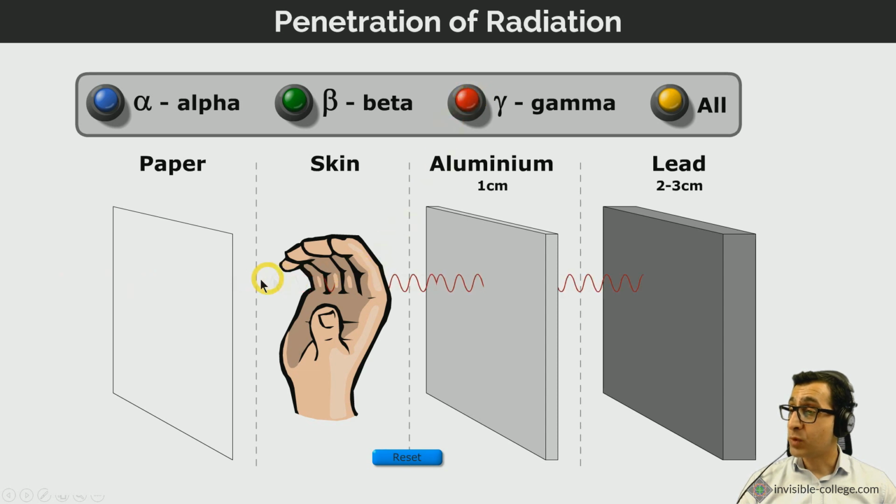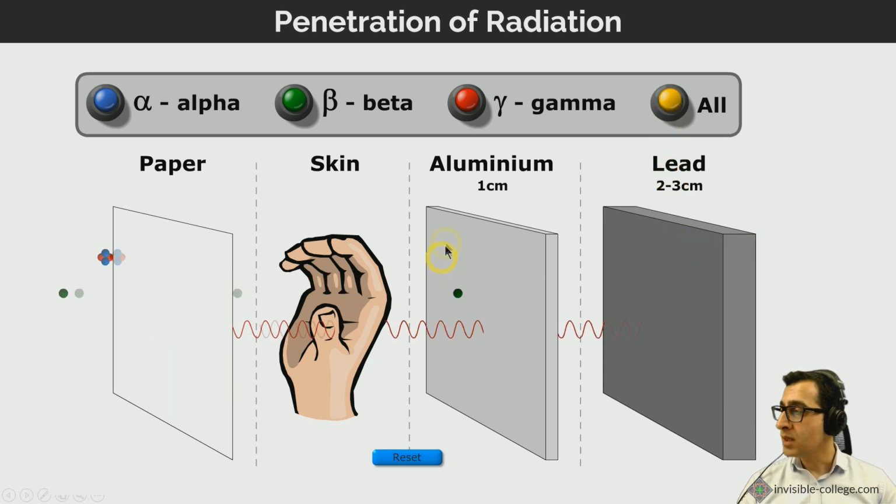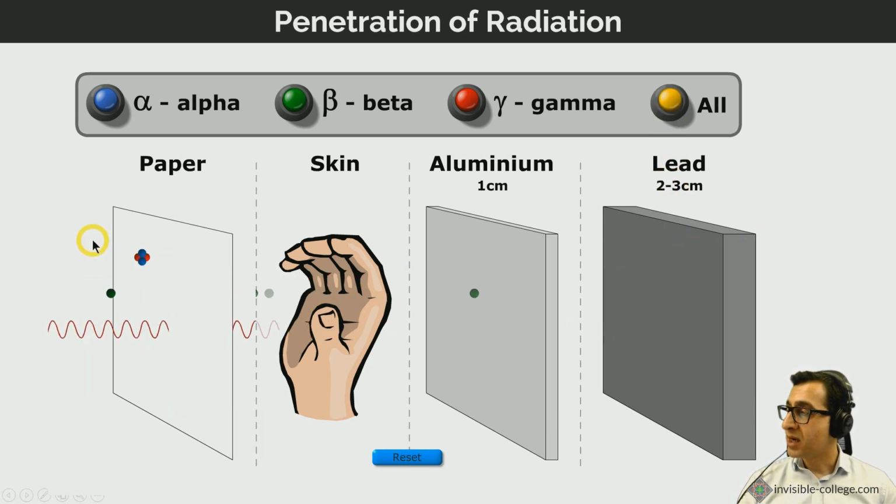Gamma rays, on the other hand, will pass through paper, through skin, through thin sheets of metal such as aluminium. They require 2 to 3 centimeters worth of lead, or even several inches of lead, in order to be fully absorbed and to fully stop gamma rays. So this gives you a sense of the penetrating power of alpha, beta, and gamma radiation.